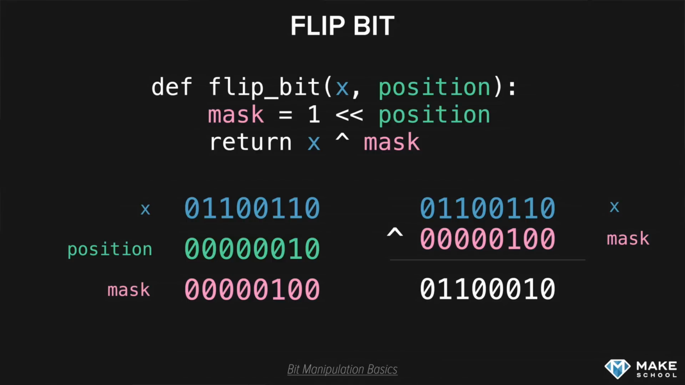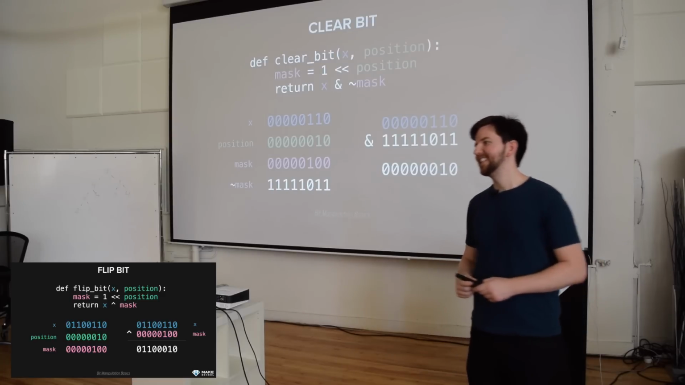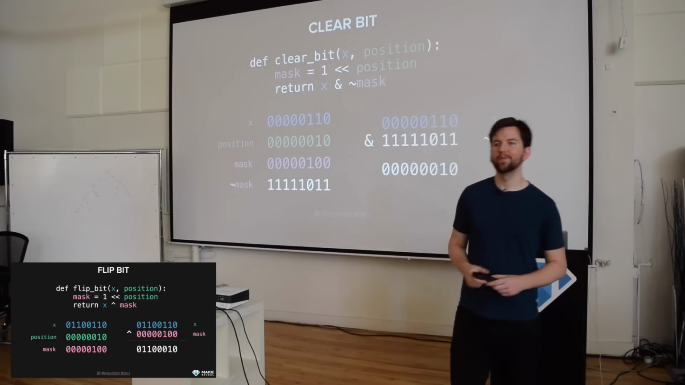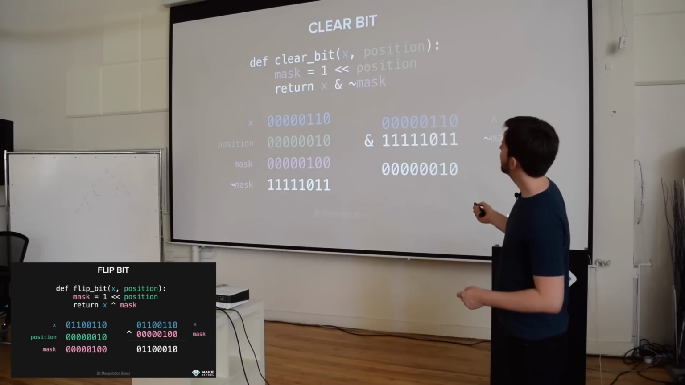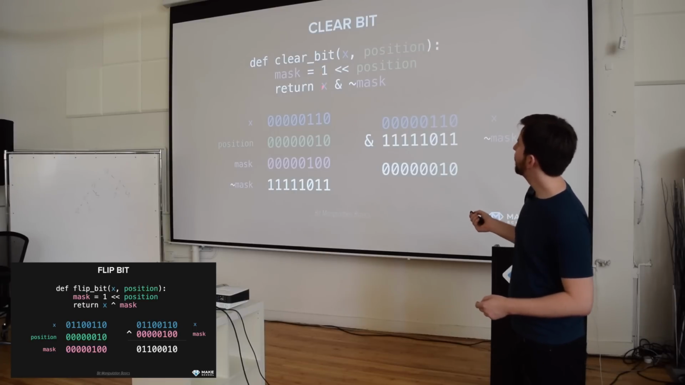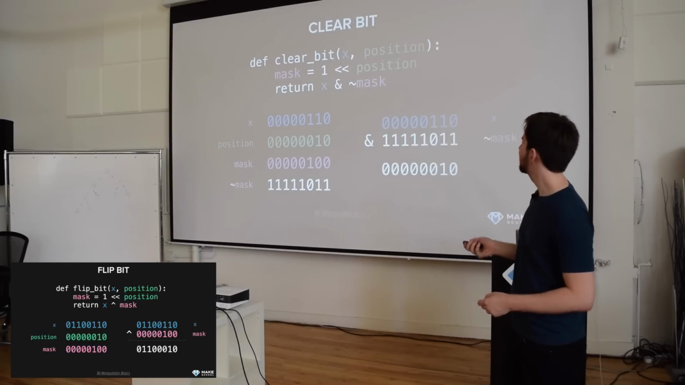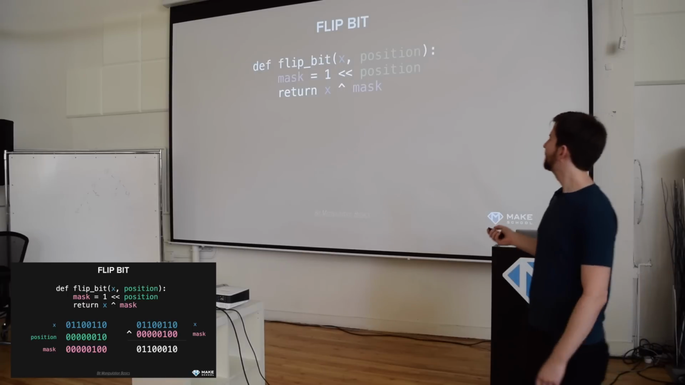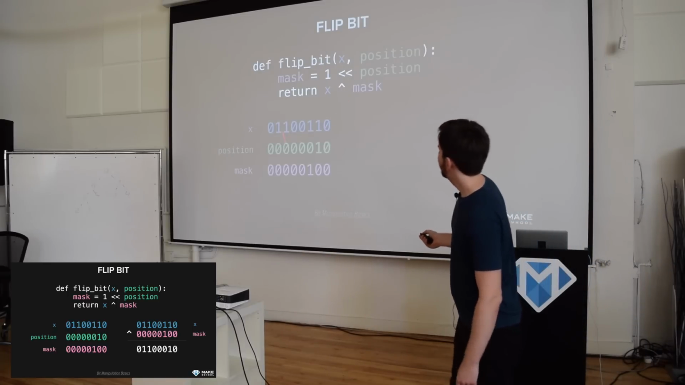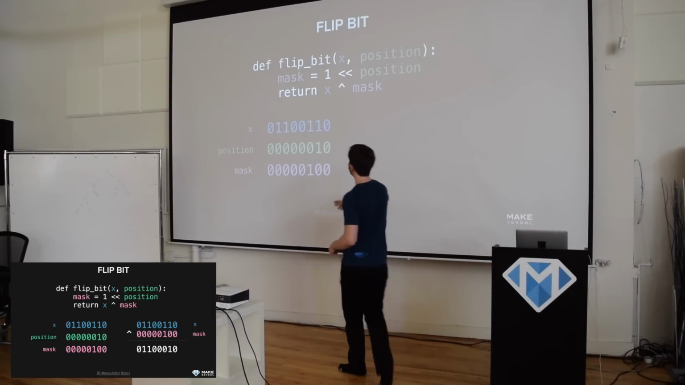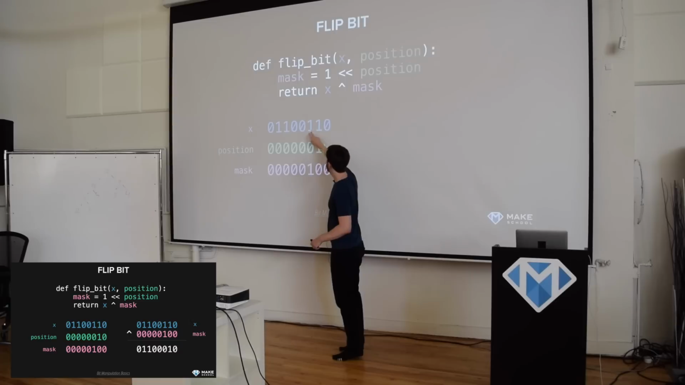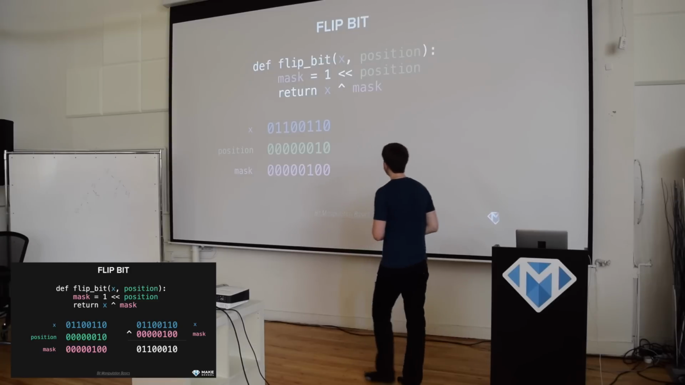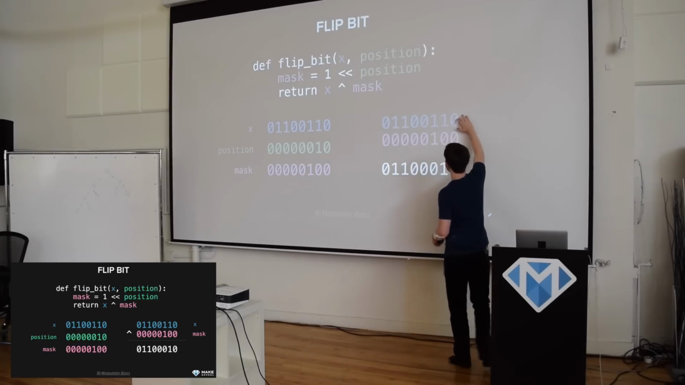OK, who wants to share with me, not Ignat, because he did the last one, how to flip a bit? Yeah, Josh. OK, so Josh says we'll construct the same kind of mask, and then we'll do X exclusive OR the mask. Let's see if he's right, and he is. Hey, look at that. How cool is that? So here's an example input. Here's the position. So we want to flip the bit at index 2, so 0, 1, 2. So we construct the mask. Here's our mask. It's got the 1 at the index that we want to flip. And then here is our input and our mask.